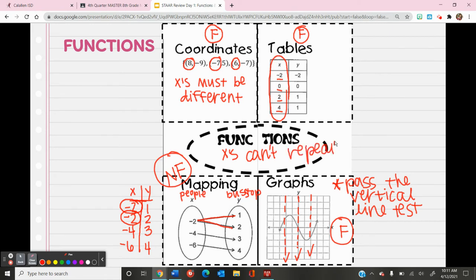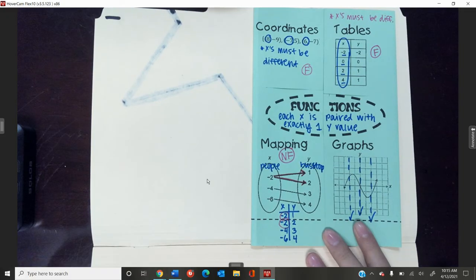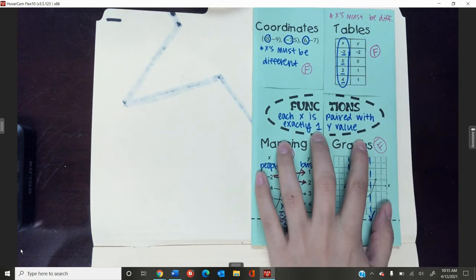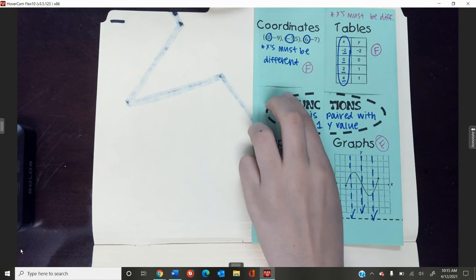So let's talk about this a bit further. Let's go ahead and talk about coordinates. But really quickly, this is what your foldable should look like right now. Okay, again, this was a function. Okay, so let's go ahead and take a look at our coordinates.